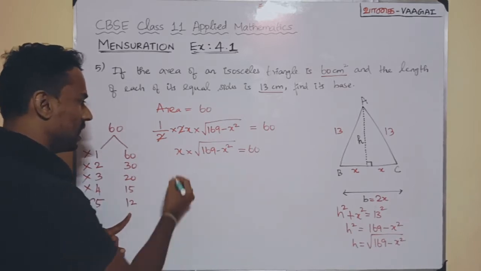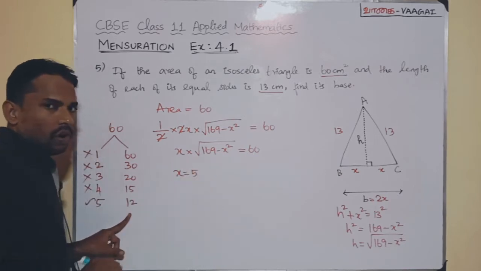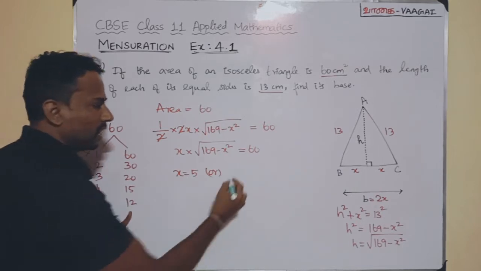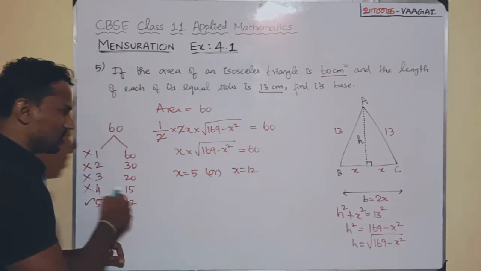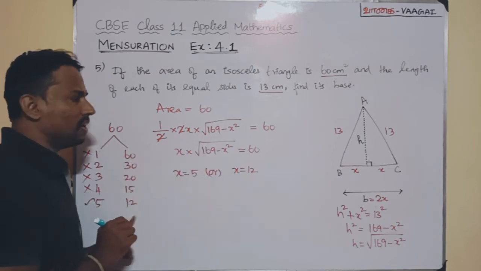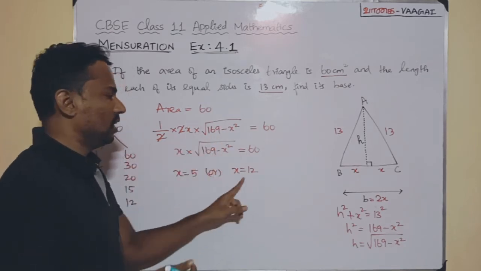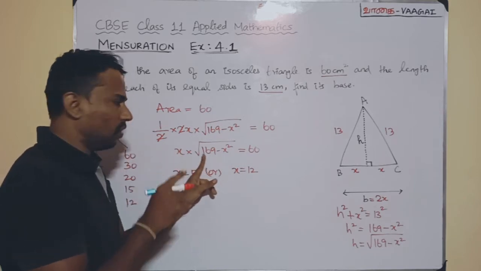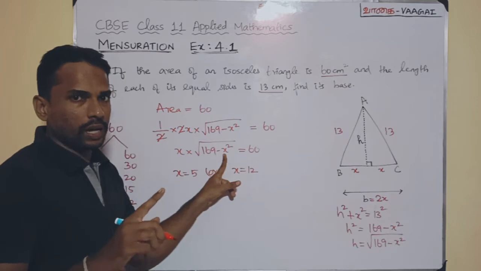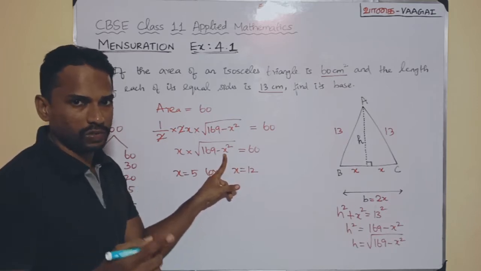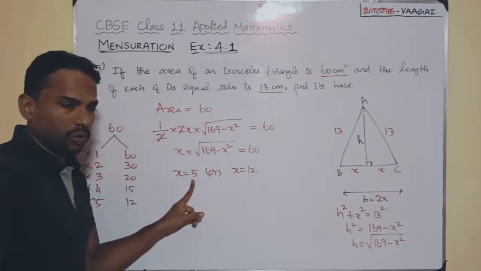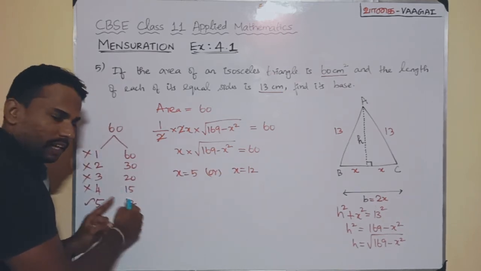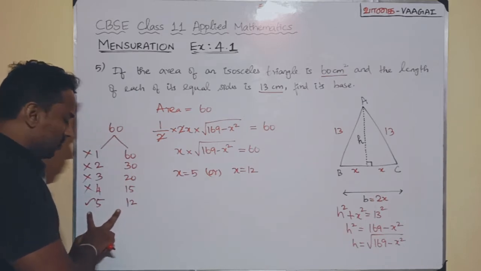So that means x can take the value 5, or it can be the other way, right? x can even take the value 12. Why? Because if 5 satisfies this condition, then 12 will also satisfy it. Let's take x as 12 and check it. Square root of 169 minus 12 square is 169 minus 144, which is square root of 25, which is 5. That's it. So when you take x as 5, you get the other number as 12, and when you take x as 12, you get the other number as 5. So exactly these two numbers are satisfying.